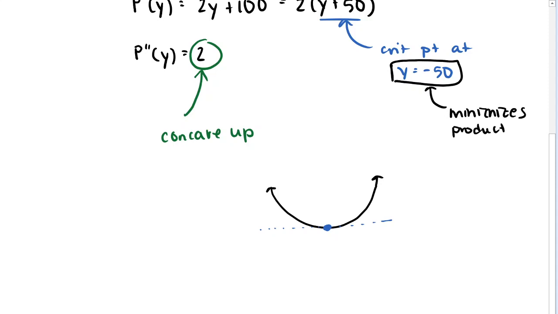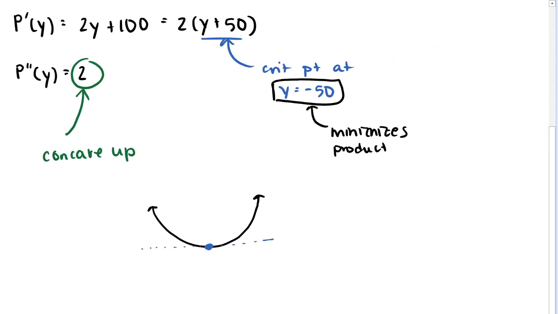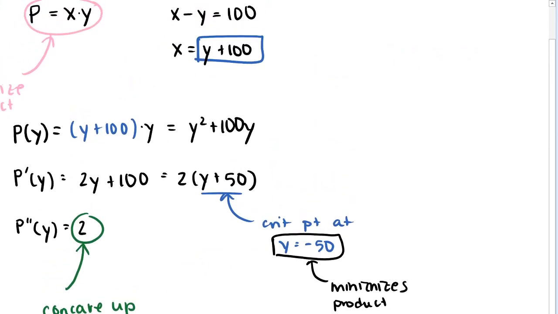Okay, so this is the y value that minimizes our product. And so what does that make x? We're told that x minus y is equal to 100. In other words, x is y plus 100, so that makes x equal to 50.